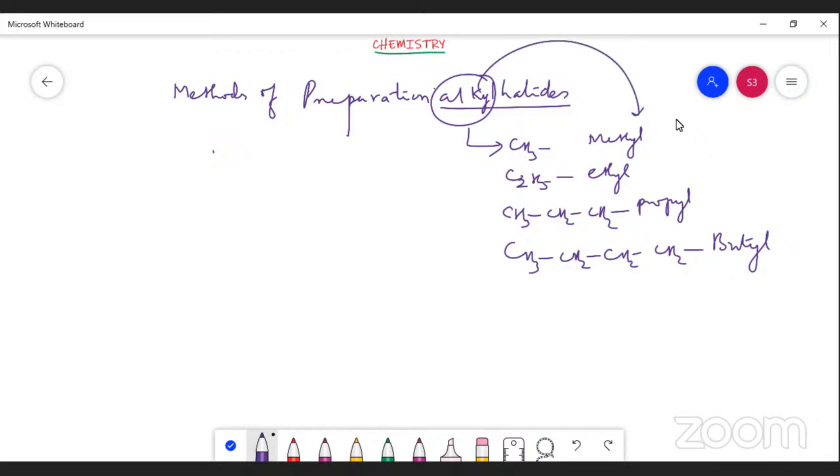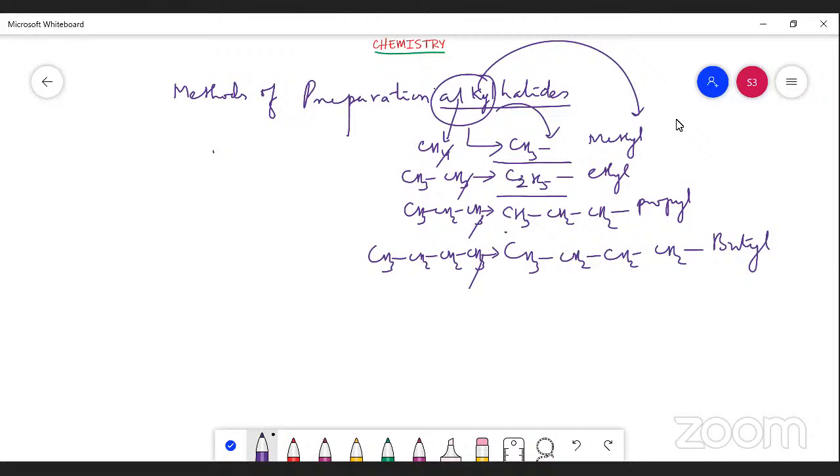These are all the alkyl groups. They are all derived from alkanes: methane, ethane, propane, and butane. From an alkane, we prepare an alkyl group by the removal of one hydrogen. This we can represent as an alkyl group.